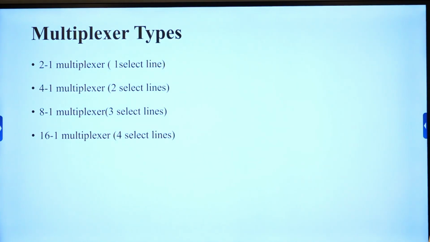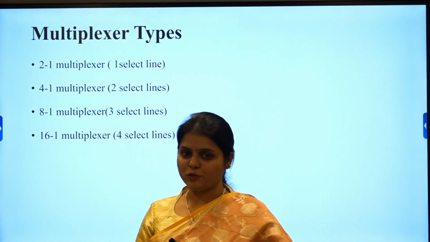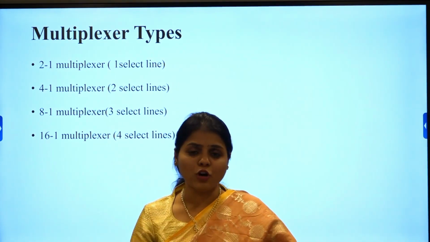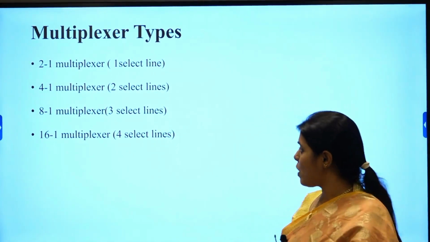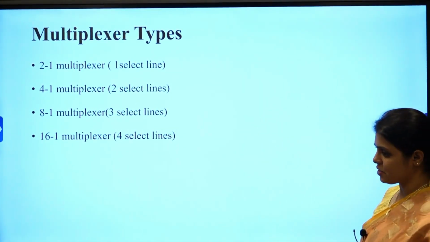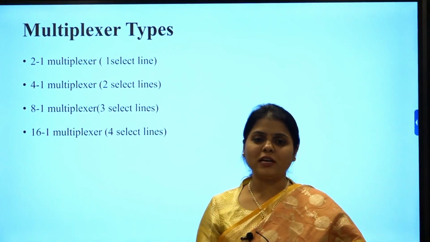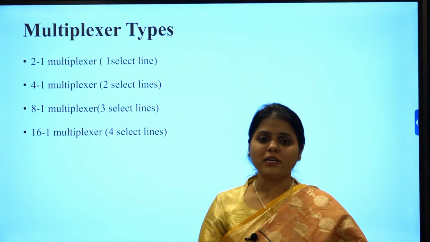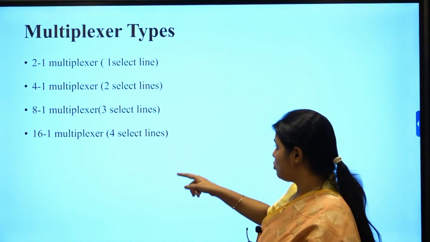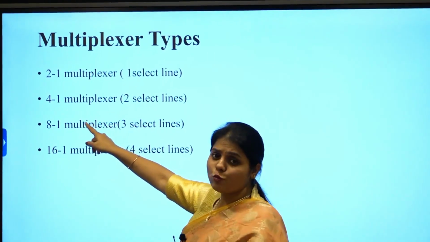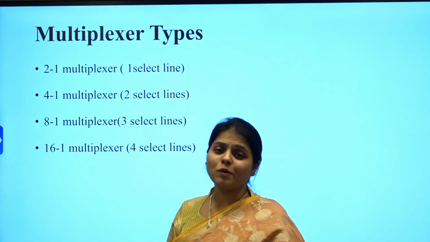Based upon how many selection lines we take, we will have different types of multiplexers. Even we can extend it more. For our syllabus, we will be discussing 4 different multiplexers. One is called the 2 by 1 multiplexer. When you have one selection line, we will have 2 to the power of 1 input lines and 1 output line, hence we call it a 2 by 1 multiplexer. When we take 2 selection lines, we will have 2 power 2 inputs, that is 4 inputs and 1 output, so we call it a 4 by 1 mux.